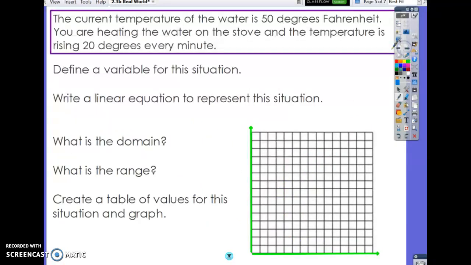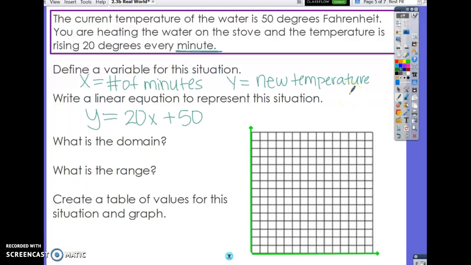Let's take a look at another problem. The current temperature of the water is 50 degrees Fahrenheit. You are heating the water on the stove and the temperature is rising 20 degrees every minute. Okay, so of course we want to start off by defining our variables. All right, well, we don't know how long we're going to be doing this. So we don't know how many minutes. So that'll be our X. So X is the number of minutes, right? Because we have rising 20 degrees every minute or 20 degrees per minute.